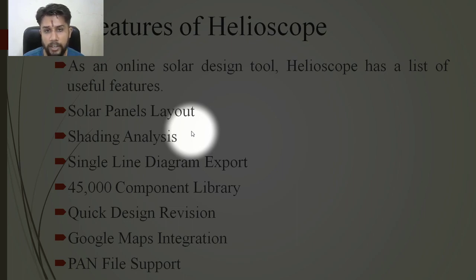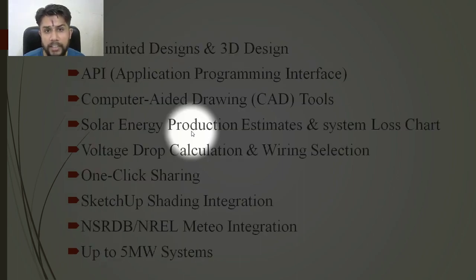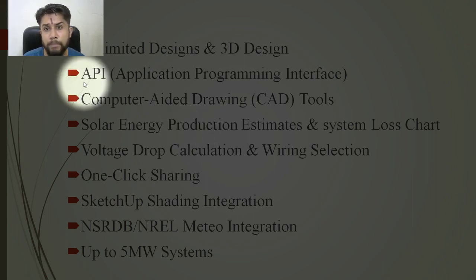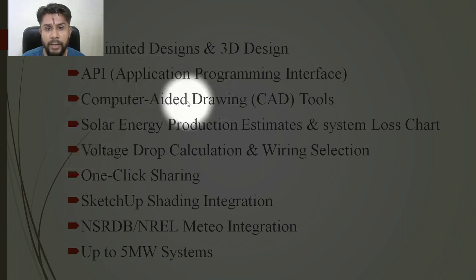component library, quick design revision, Google Map integration, .pen file support, unlimited design and 3D design. And the most feature is API, application programming interface, with which we can simply communicate with the other tool as well. It is supporting computer-aided drawing tools, solar energy production estimation and system loss chart is available. You can find out the voltage drop calculation and wiring selection for your purpose or for your application. One-click sharing is available. SketchUp shading integration is there. National Renewable Energy Limited (NREL) meteor data integration is there.